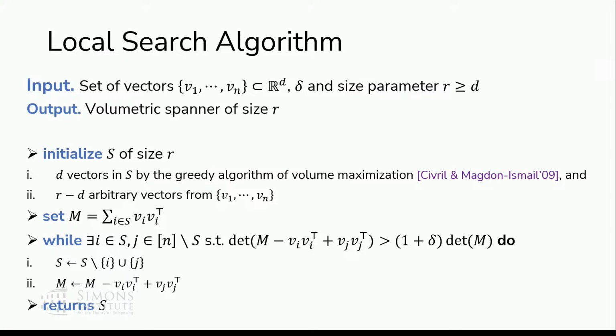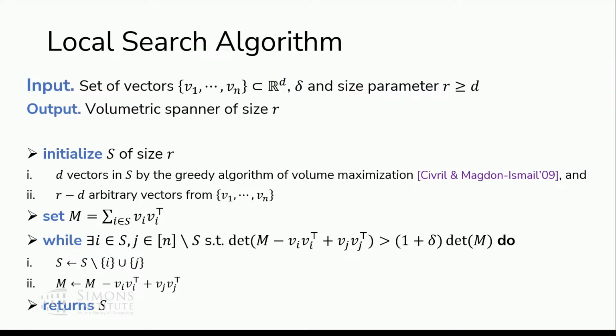Okay, so it has just these steps. I initialize it with a set of vectors, and the initialization has two parts. So the first part is that I just pick d vectors in S by the greedy algorithm for volume maximization, and add them to my spanner. And then for the rest, which is r minus d, I just arbitrarily pick some vectors from the input.